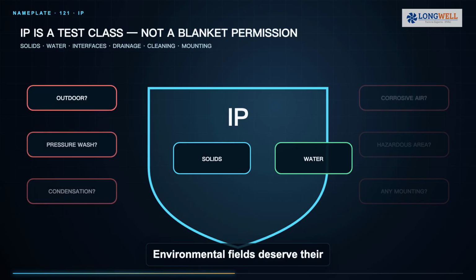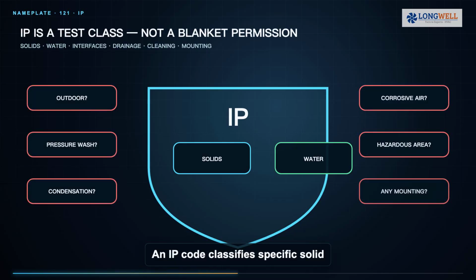Environmental fields deserve their own check. An IP code classifies specific solid and water ingress tests. It does not by itself authorize outdoor exposure, pressure washing, condensation, corrosive air, hazardous locations, or every mounting direction. Compare the complete IP code with the installation environment, enclosure interfaces, drainage, cable entry, cleaning method, and applicable product instructions.